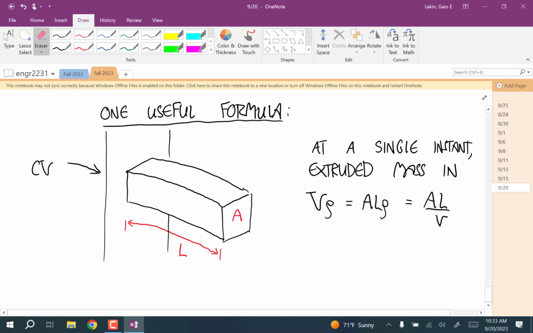And we're going to start using V for speed soon. So let me just write this as volume. But are you with me on that? That's the mass of that piece that's shown there. Okay.